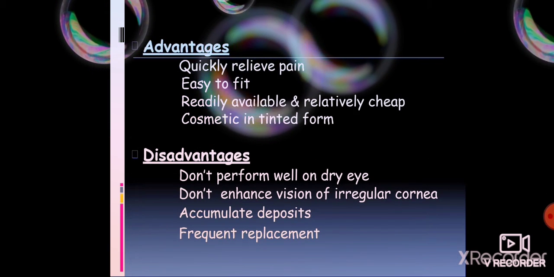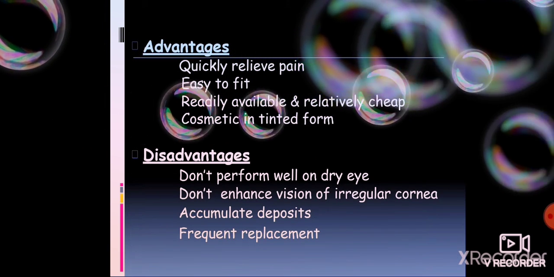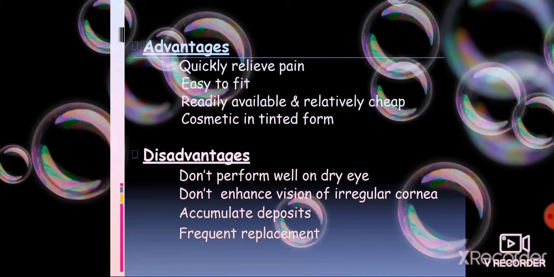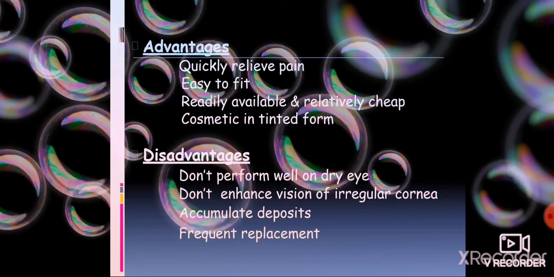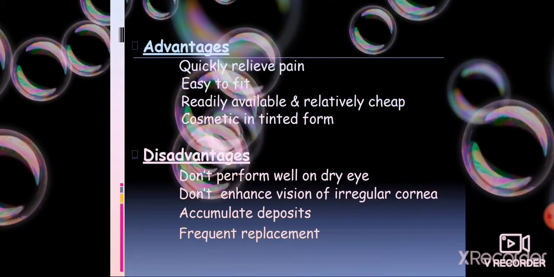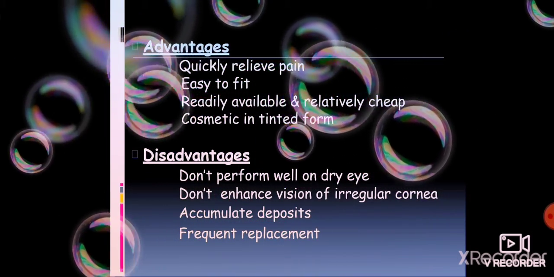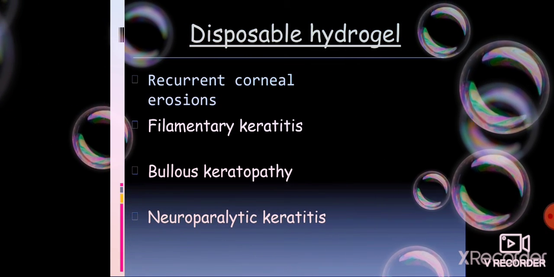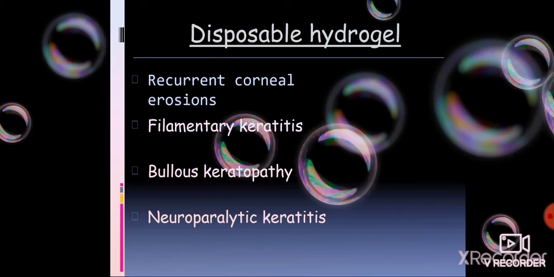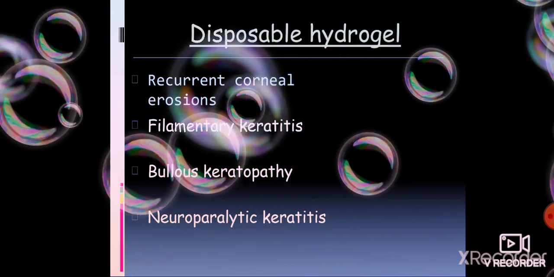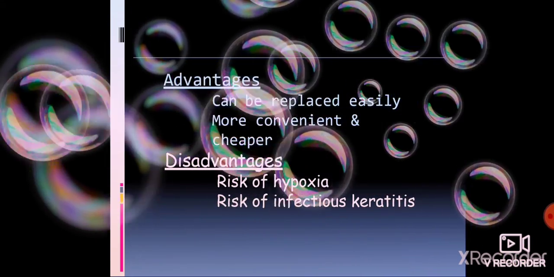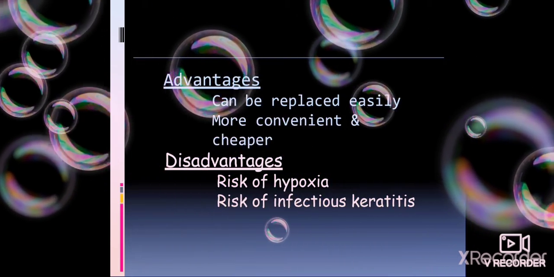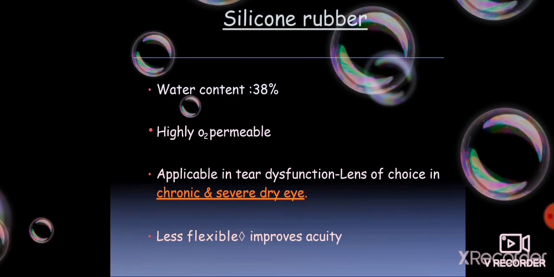Advantages are that they quickly relieve pain, are easy to fit, readily available, relatively cheap, and cosmetic in tinted form. Disadvantages are that they don't perform well in dry eye, don't enhance the vision of an irregular cornea, and accumulate deposits, so frequent replacement is needed. Disposable hydrogel lenses are used in cases of recurrent corneal erosions, filamentary keratitis, bullous keratopathy or neuroparalytic keratitis. Advantages are that they can be replaced easily, are more convenient and cheaper. Disadvantages are the risk of hypoxia and the risk of infectious keratitis.